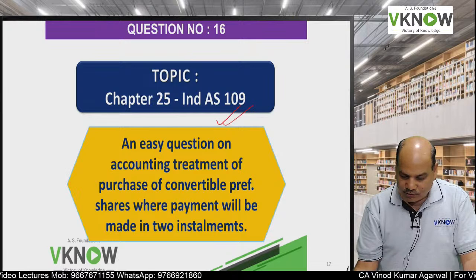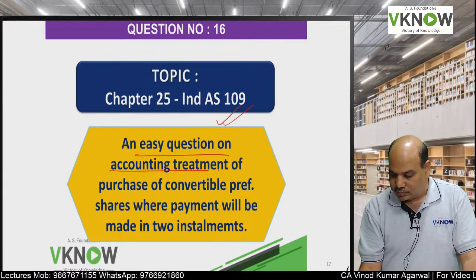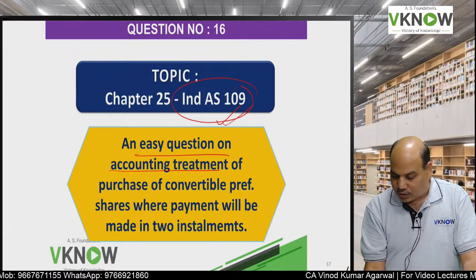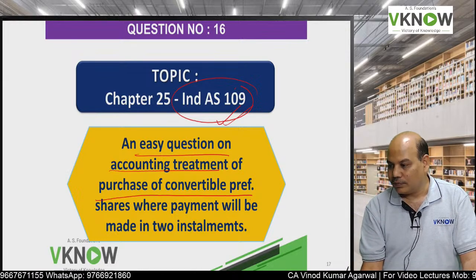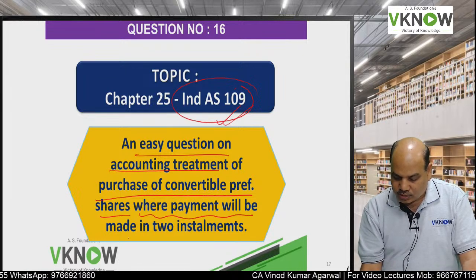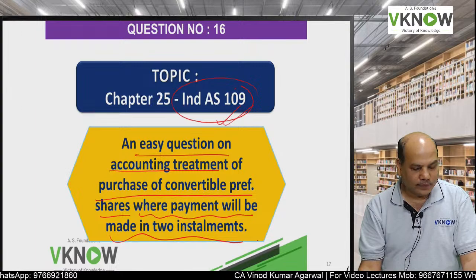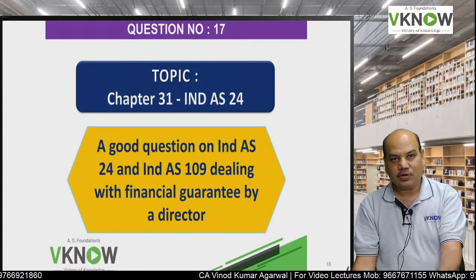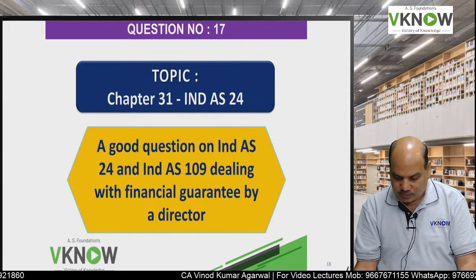Question number 16 was a very basic question on Ind AS 109. You have to give the accounting treatment on purchase of convertible preference share where payments are to be made in 2 installments. Very easy question, you will be able to do, and read the answer also. If you have doubt, please let me know.